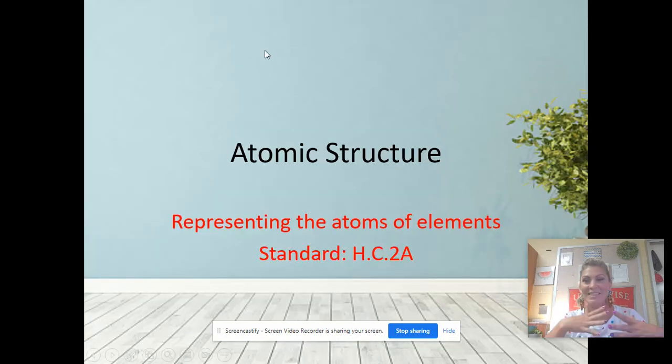Hey guys, so today we're going to continue with the atomic structure and our standard on representing atoms and atomic structure in our South Carolina standards. So we are going to focus today on how we represent these atoms of these elements and how we can pull needed information from the symbols.